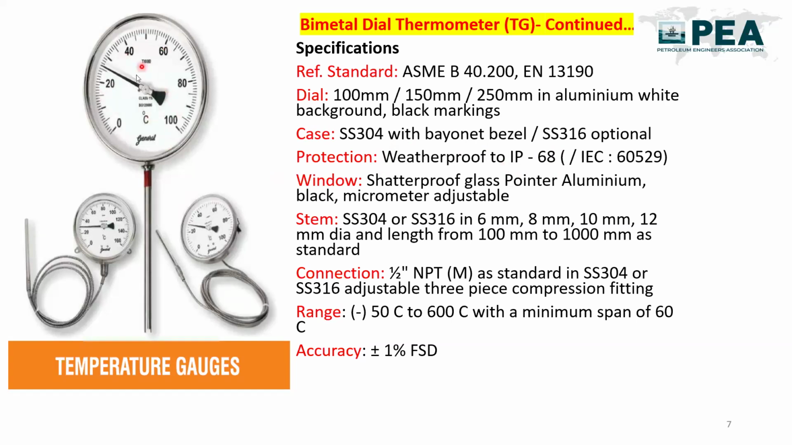What is the temperature glass material we will choose? There is a shatterproof glass, pointer aluminum, black, micrometer adjustable. Shatterproof means this glass has certain properties. If this glass breaks in any case, smaller pieces will split out.